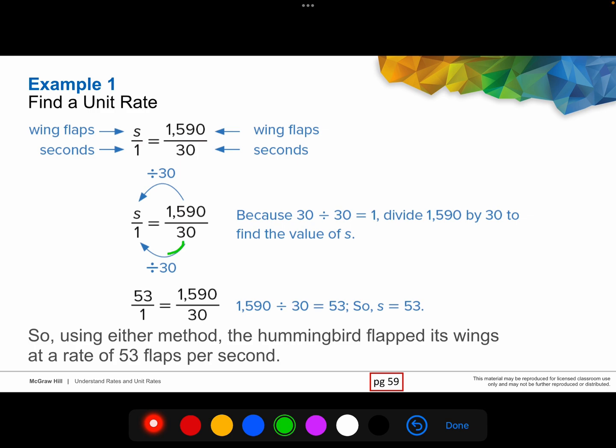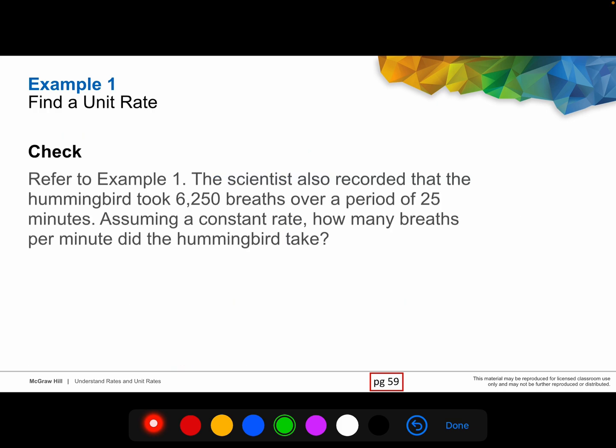Again, to go from 30 to 1, you divide by 30. So you're going to divide the numerator by 30. So you can see that 53 is to 1 is the same as 1590 to 30. So the hummingbird flapped its wings at 53 flaps per second. Pause and do the check problem on your own, please.